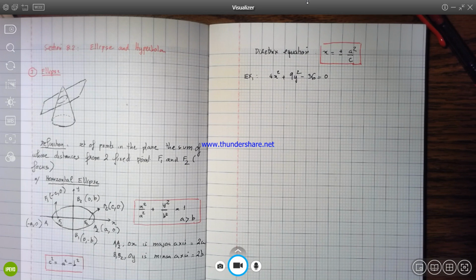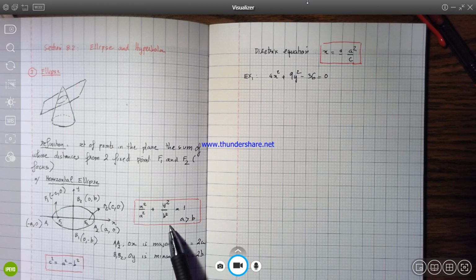If you look at the equation like this, it doesn't look like anything with the formula we have here, right?